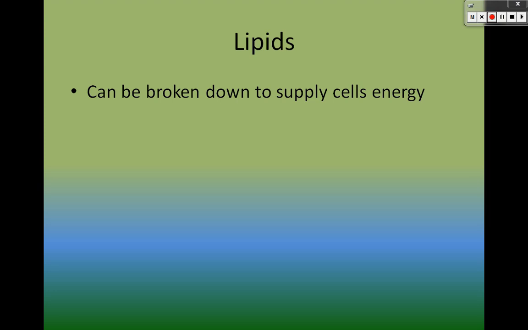So 1 gram of lipids supplies more than twice the amount of energy as a gram of carbohydrates. And the same with proteins. Proteins and carbohydrates are pretty similar. Lipids are more than twice the amount of energy.